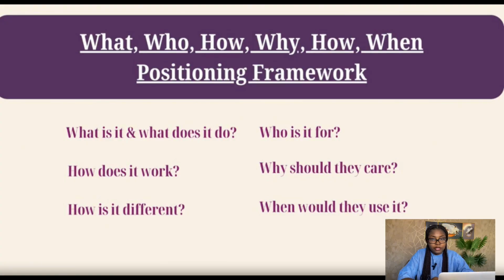The who, what, why, when framework is pretty much asking a series of questions. What does the product do? Who does it do it for? How does it work? Why should customers care? How is the product different? And when would they use it? The point of this framework is to break down positioning into simple questions that make it easy for you to define what really stands out about your product.